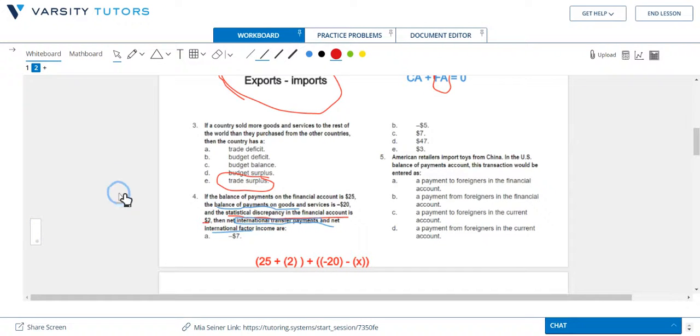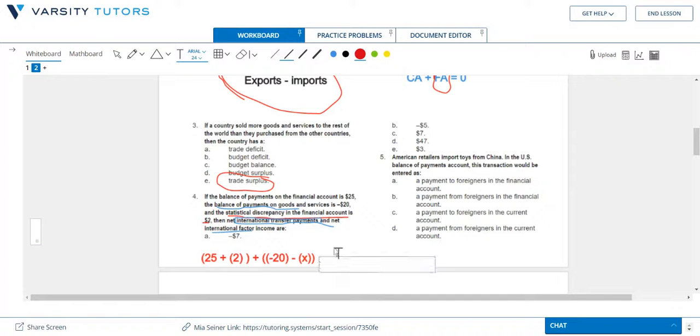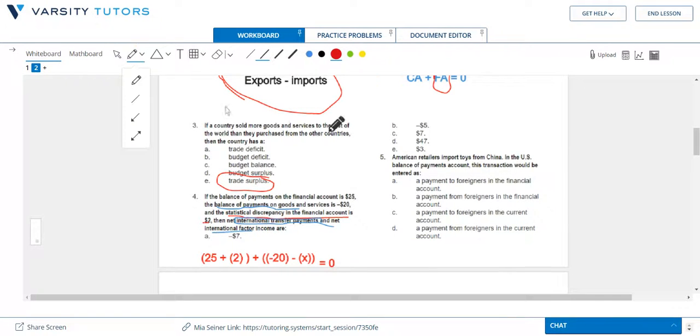All right, so this is my equation. I know that that equation becomes 0. So the only way I can solve this equation and make it equal to 0 is to use a 7 in this context. So the international transfer payments came out to $7.